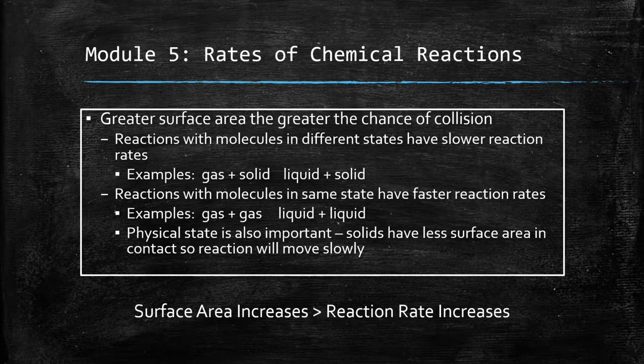The physical state can impact reaction rate because the state a chemical is in can determine how much surface area is available to react. Reactions between molecules in different states have slower reaction rates. Reactions between molecules in the same state have faster reaction rates. It's important to note solids have less surface area, so reactions with solids move more slowly.